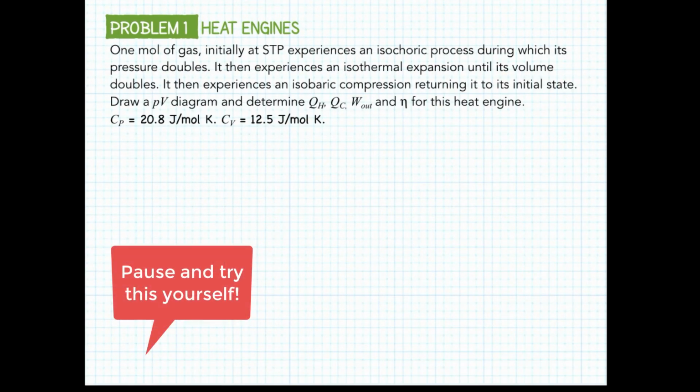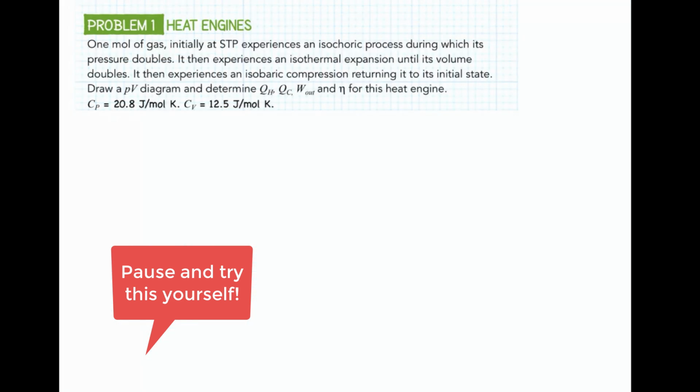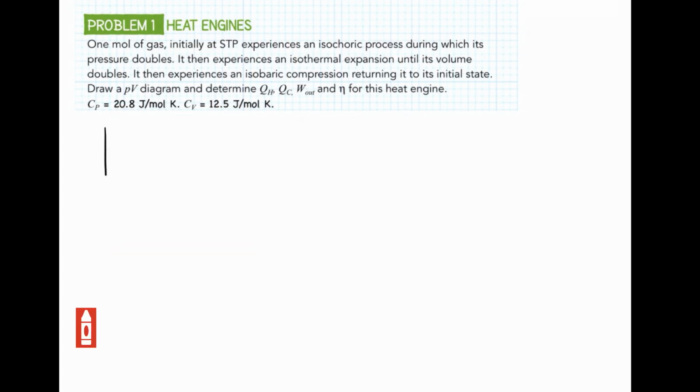So here's our first problem, and this is one of the ones I want you guys to really try on your own before really looking through the solution. We have this 1 mole of gas. It's at STP. We've already done that a lot in the last couple chapters. And we're going to see that it experiences a couple different processes. So an isothermal expansion until its volume doubles, an isobaric compression, returning it to its initial state. And it wants us to draw the PV diagram, determine the heat in, the heat out, the work done by the system, and the efficiency for the heat engine.